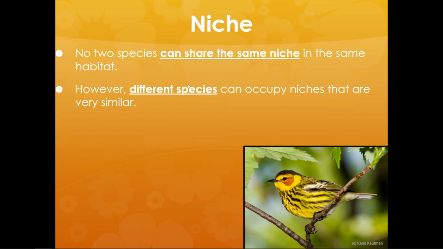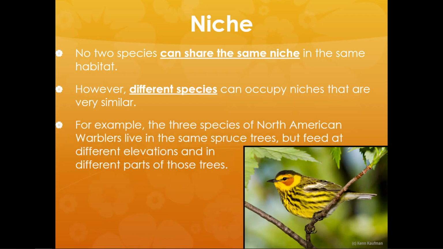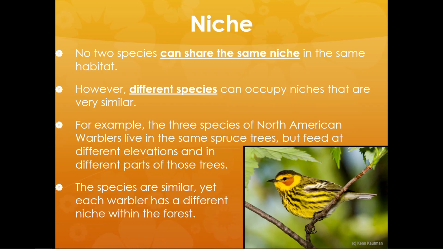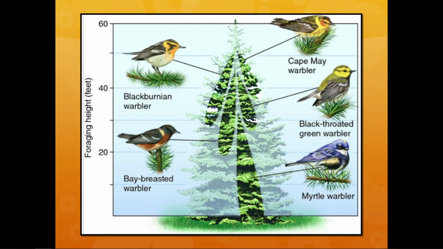So again, different species can occupy niches that are similar, but they're not going to be exactly the same. All right, so again, the species are similar, yet they're slightly different in their niche within the forest. And here's a visual example of what we're talking about. The different warblers occupy different layers of the tree. That allows them to hunt for different things. Therefore, there is not direct competition.